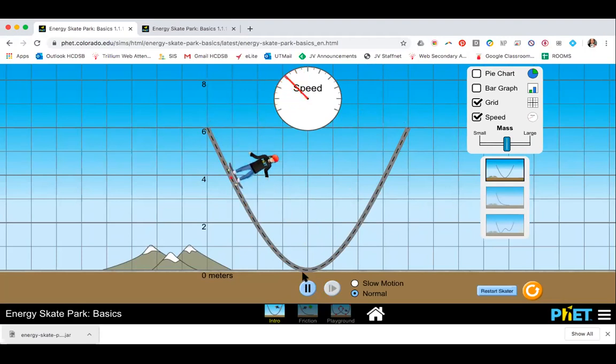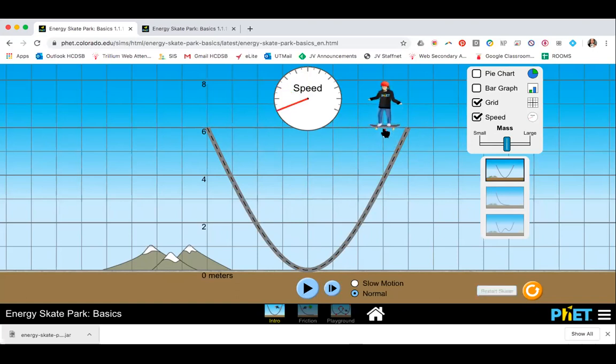So as we guessed, the speed is maximum at the bottom because we know she speeds up on the way down and slows down on the way up. And at the top of either side, the speed is actually 0. So that's the reason why she reaches that maximum height, because there's no longer speed. If there was speed there, they would keep going.